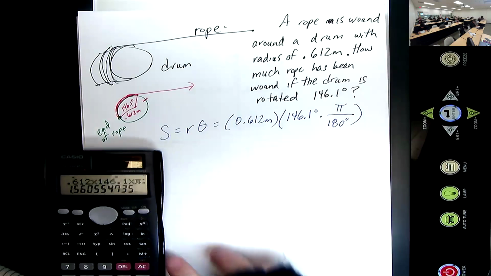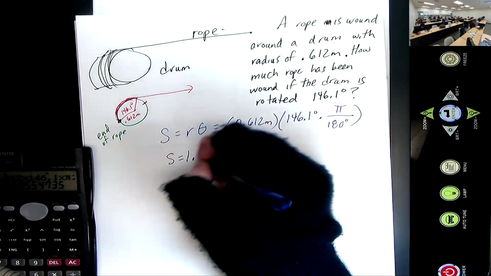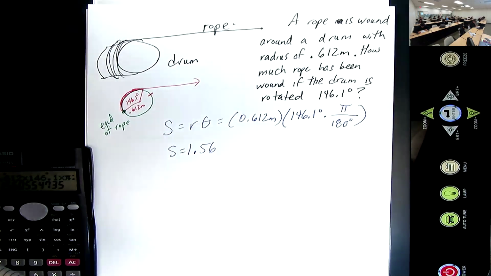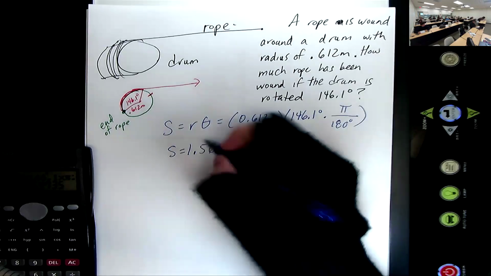I'm getting 1.56. Someone else tell me if you got the same thing, cause I am prone to mess up the calculator with my big old fat fingers. What are the units here? Meters.